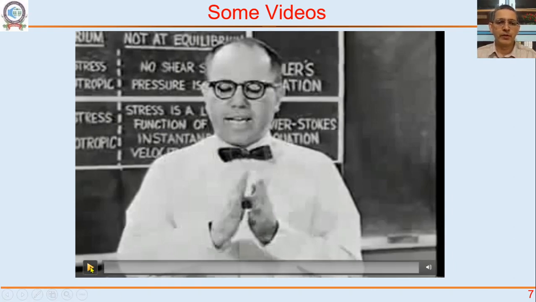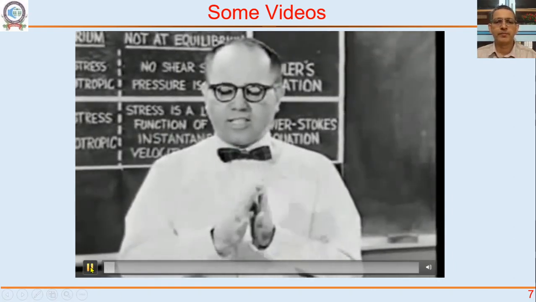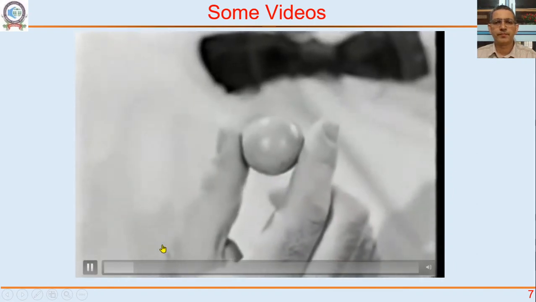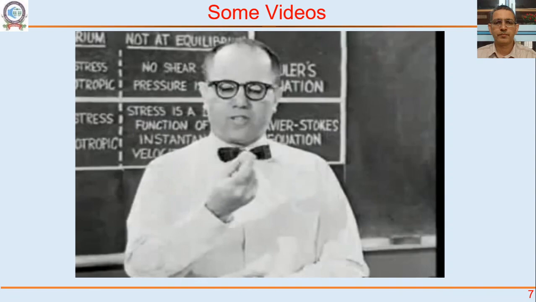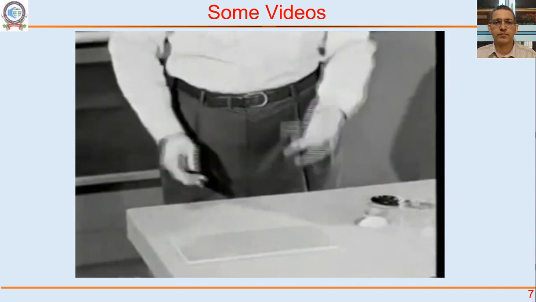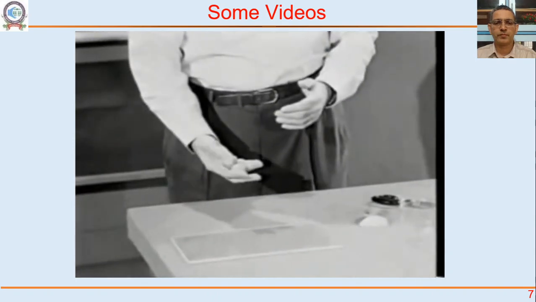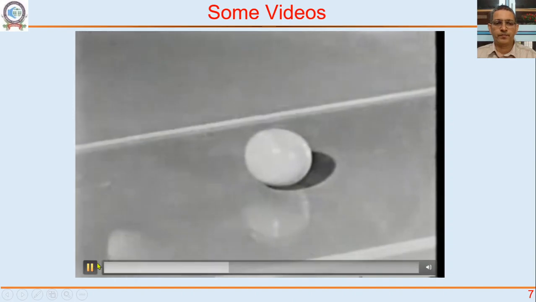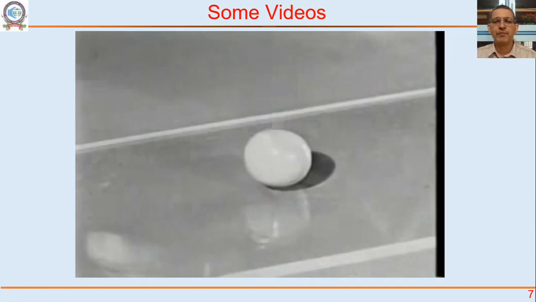Here's another video. Look at this video. So if you come back to it later, what will happen is this ball will spread like a fluid. If you spill some liquid, how it flows and covers the whole surface. So after some time, this ball will cover the surface. It will spread like a fluid. That's why it is called a fluid.